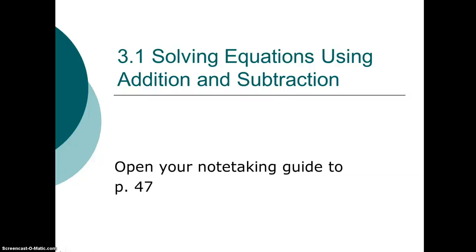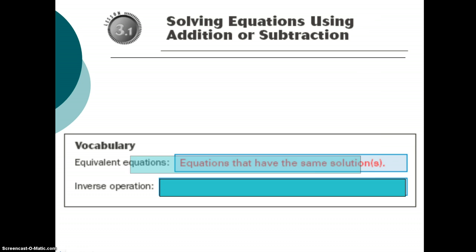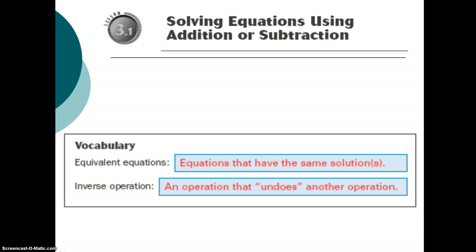Lesson 3.1, Solving Equations Using Addition and Subtraction. Equivalent equations have the same solution. Inverse operation is an operation that undoes another operation. For example, the inverse operation of addition is subtraction, and vice versa.